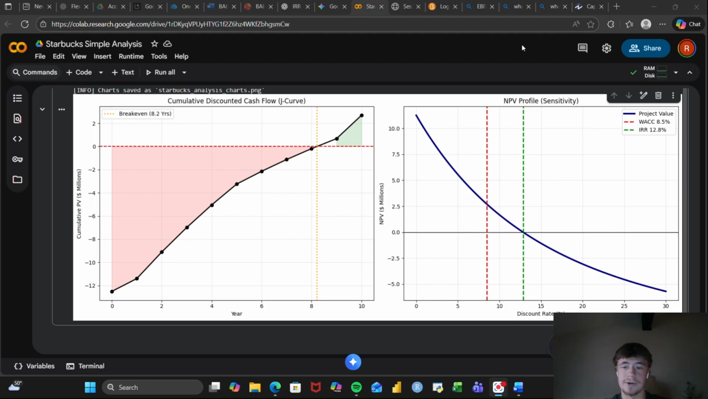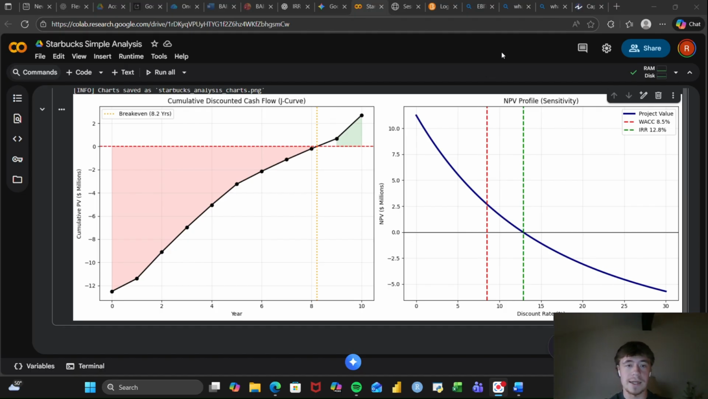And as we can see here, the discount rate and NPV, or project value, have an inverse relationship. So as the cost of money goes up, the project value decreases. But because we have such a good margin of safety being shown here, there's a lot of cushion, making this a good and robust investment for Starbucks.